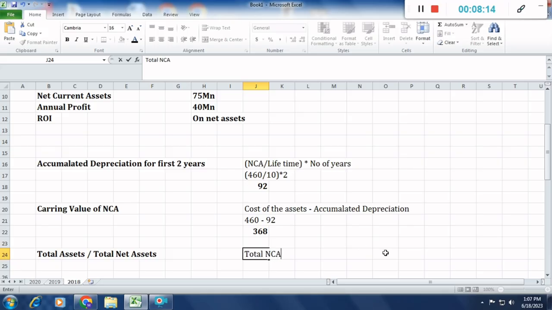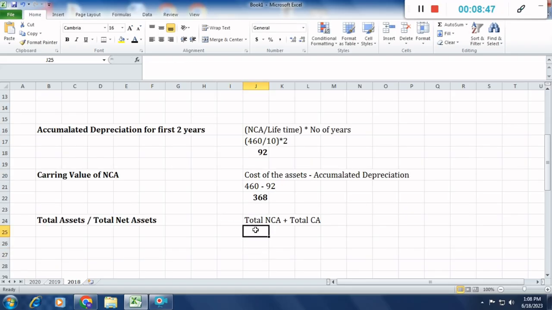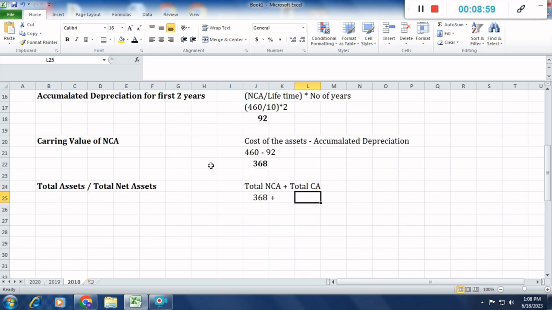Total non-current assets minus total current assets. Here total non-current assets is calculated as 368 million. We can find the total assets or total net assets: total non-current assets plus total current assets. Total non-current assets is calculated 368 million plus total current assets is given in the question as 75 million consistently. So answer for the total assets or total net assets, 368 plus 75, 443 million.